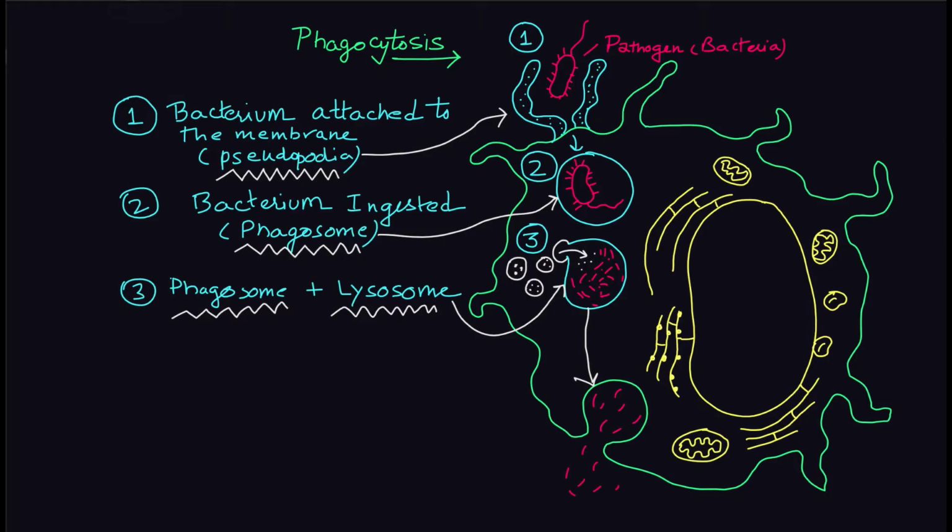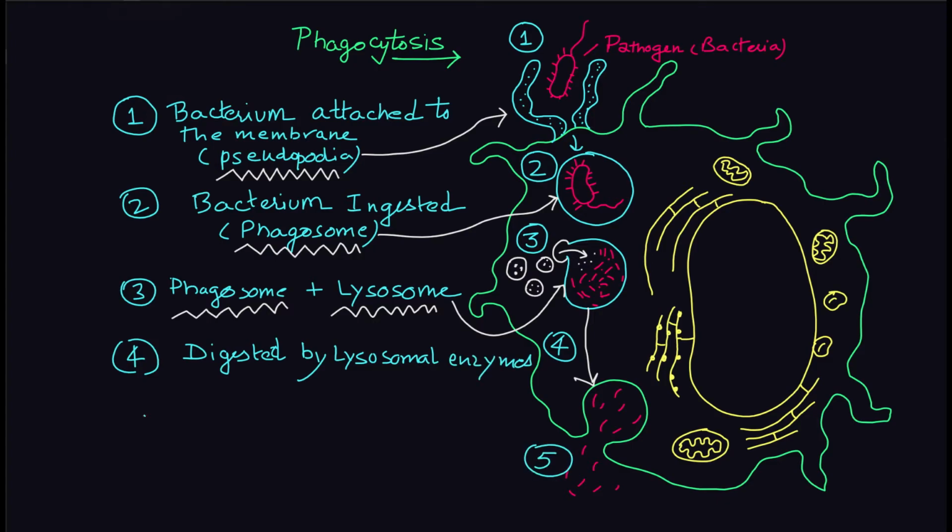And in the fourth stage, what is going to happen? These enzymes, they're going to lyse the bacterial cell. So let me write it down: digested by lysosomal enzymes. So inside the phagosome, the bacterium will be lysed. And in stage 5, the byproduct will be released outside the cell. Basically, the bacteria will be killed and the products will be released outside the cell after processing.